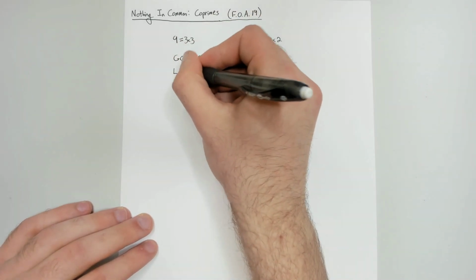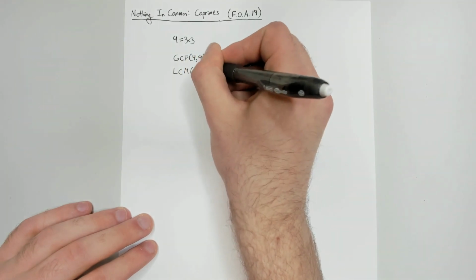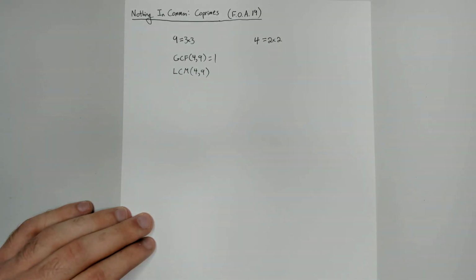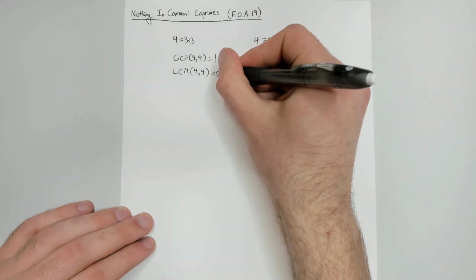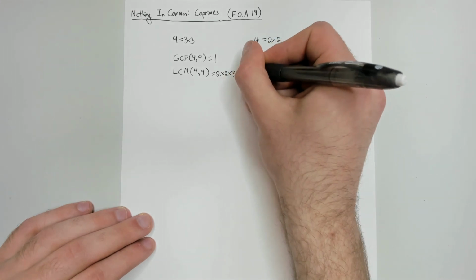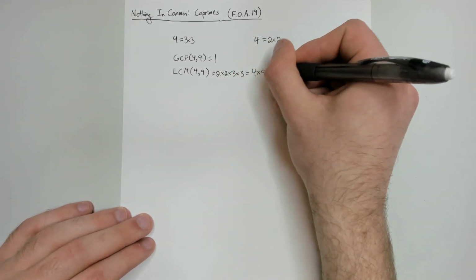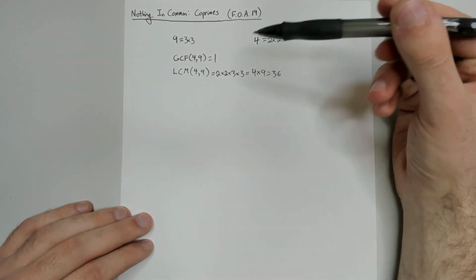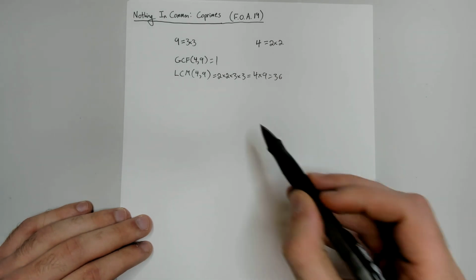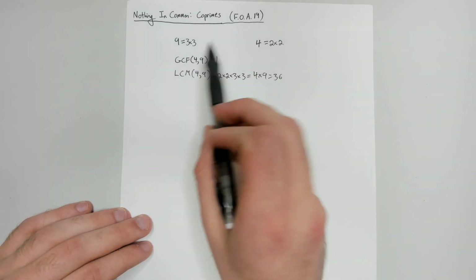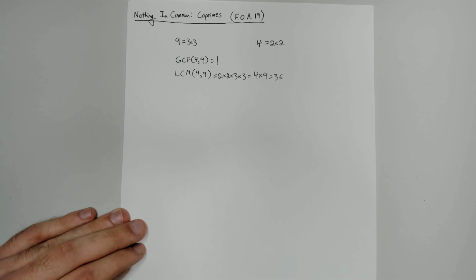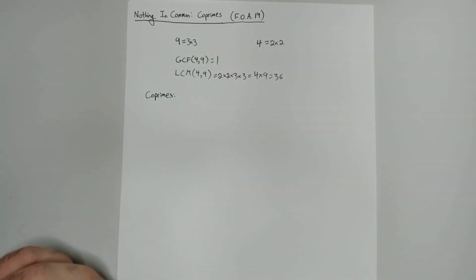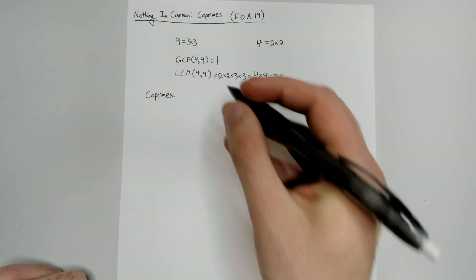And the lowest common multiple of 4 and 9, well, that means we have to take all of 4's prime factors, all of 9's prime factors, and multiply them. But since they have nothing in common, we just have to multiply them all out, which is going to be 4 times 9, 36. So basically we get the smallest possible greatest common factor, and we get the biggest possible lowest common multiple. And that's from the fact that these have nothing in common. They have no common prime factors. So these numbers are what are called coprimes. Two numbers are coprime if they have no common prime factors.